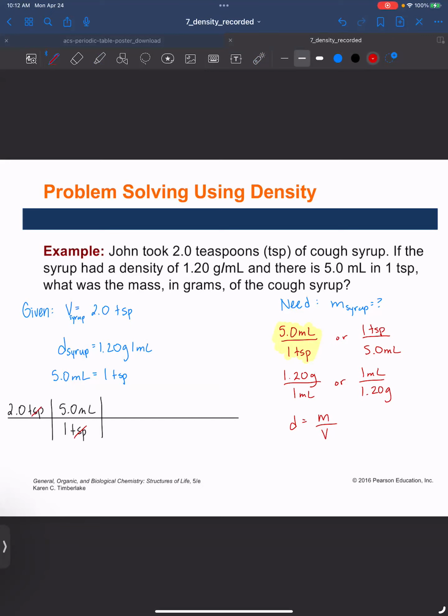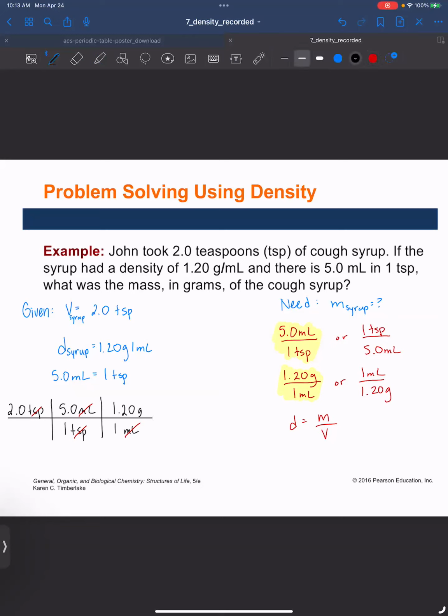But we don't want to just be in milliliters, we want to find the mass. And so it looks like density will help me convert from the volume in milliliters to mass in grams. And it seems like the first one is the way to go here because that will allow me to cancel out milliliters. And we can see that milliliters cancels out. And so now this is going to give me the grams of cough syrup.